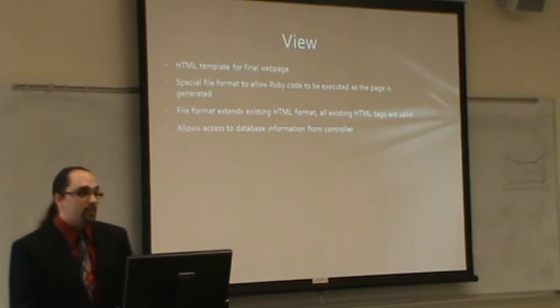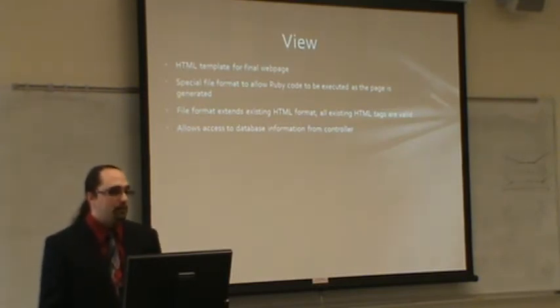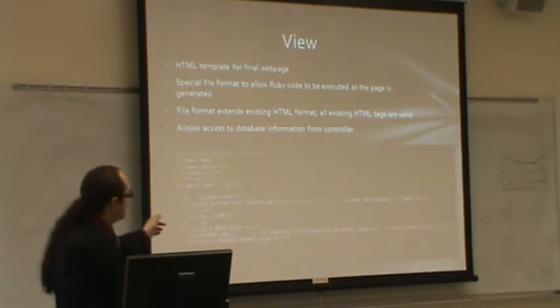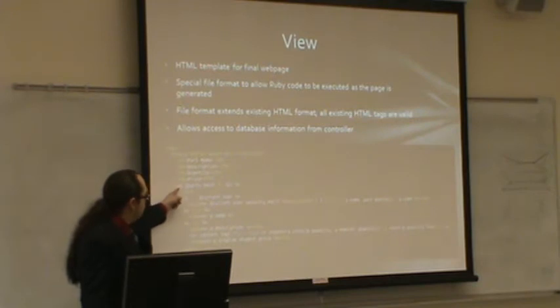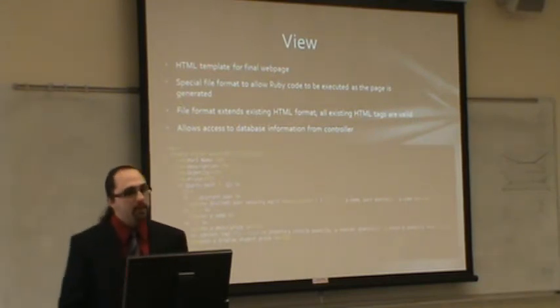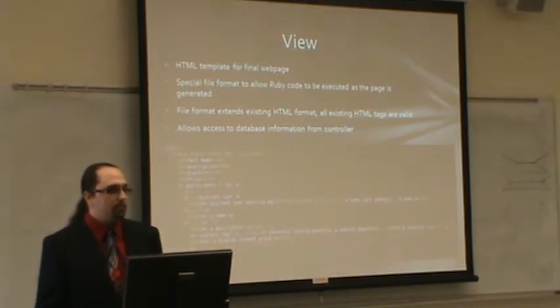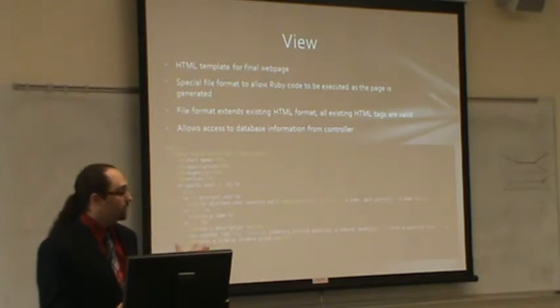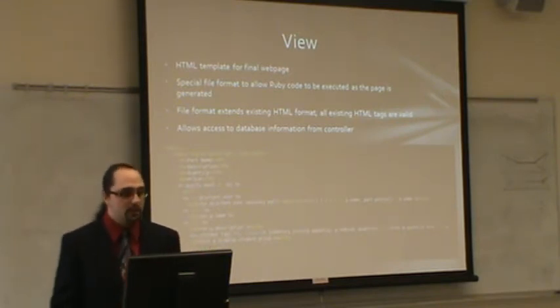The views are just HTML. There's a special file format called eRuby that allows Ruby code to be executed when the page is generated. It extends the HTML format, so anything you can do in HTML you can do in a view. But it also takes data from the controller, and through these, if anyone's familiar with HTML, you see these tags with percentage on them. That means that I've got a piece of Ruby code embedded in there, and that's taking information from the controller and interpreting that through the HTML. And the Ruby server handles that and then passes an HTML file to the browser. So you never see the Ruby. All you see if you view the page source is the HTML.